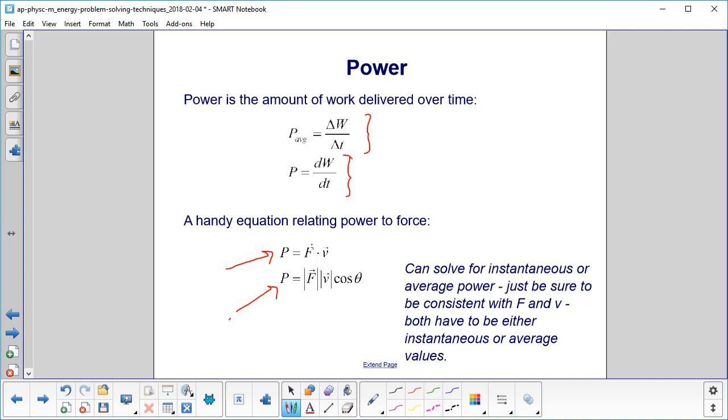Now you can solve for either instantaneous or average power. Just be sure to be consistent. So if you want average power, you have to use average force and average velocity. If you want instantaneous power, you need instantaneous force and instantaneous velocity.